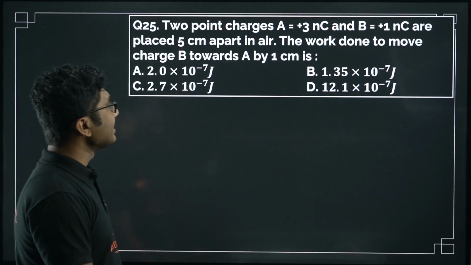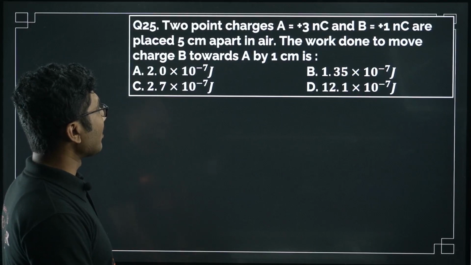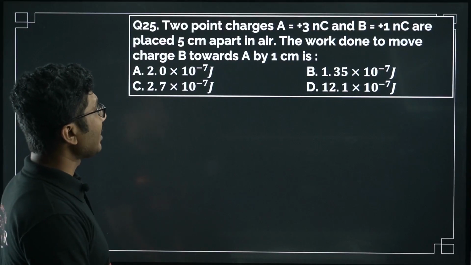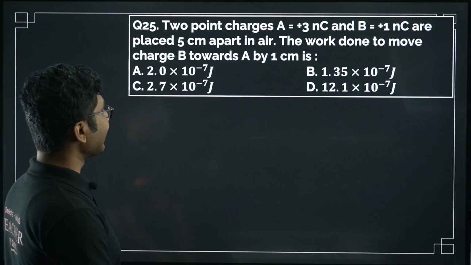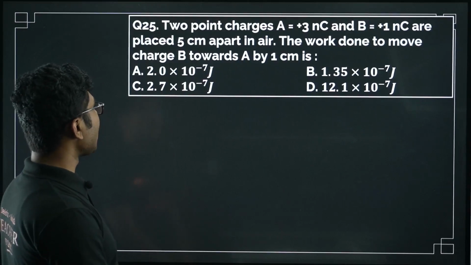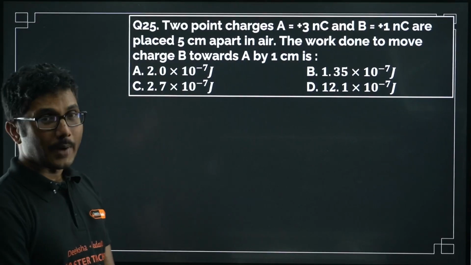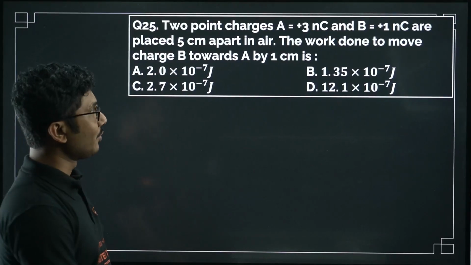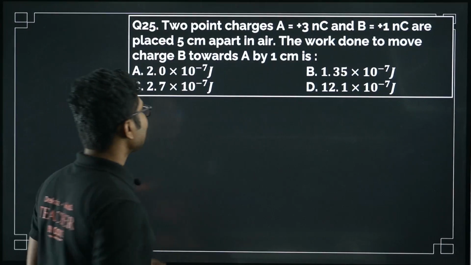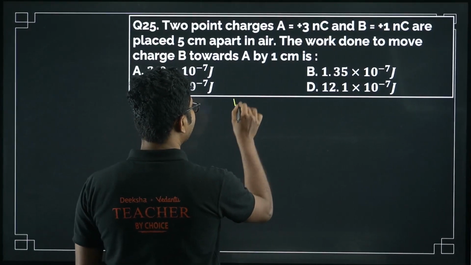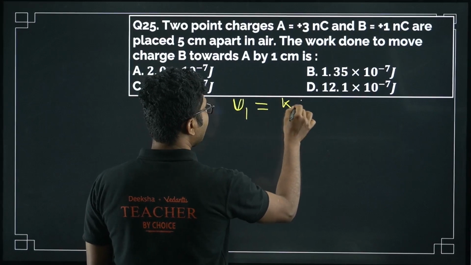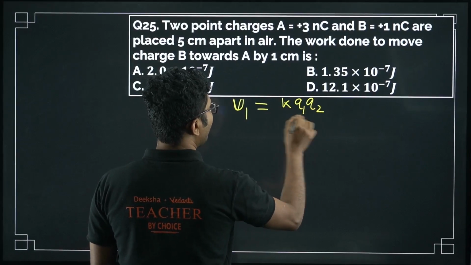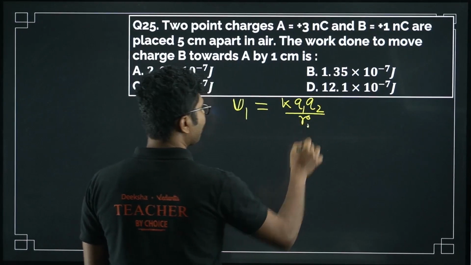Two point charges, A equals plus 3 nanocoulomb and B equals plus 1 nanocoulomb, are placed 5 centimeter apart in air. Find the work done to move charge B towards A by 1 centimeter. Easy question. So first, what is the potential energy of the system 1? Potential energy of the system 1 is K Q1 Q2 by R1.